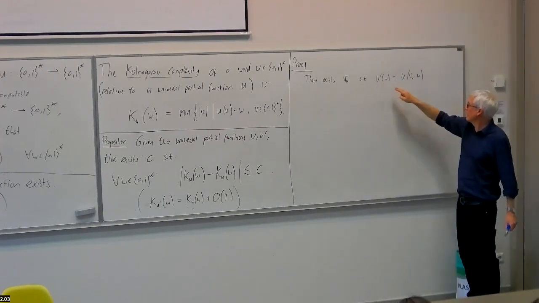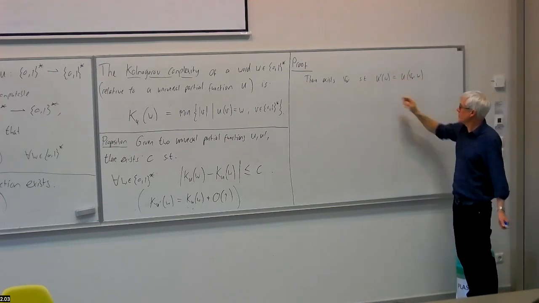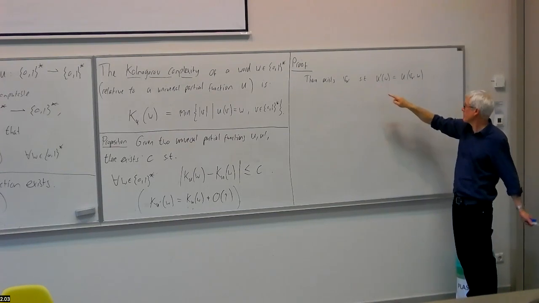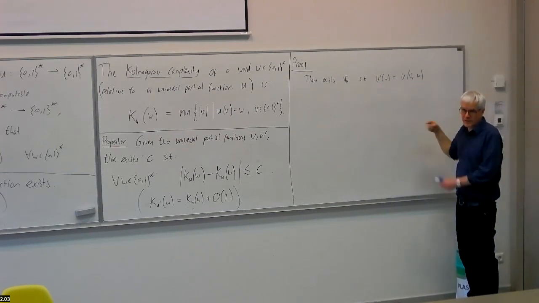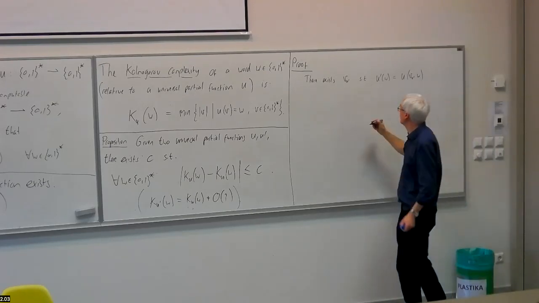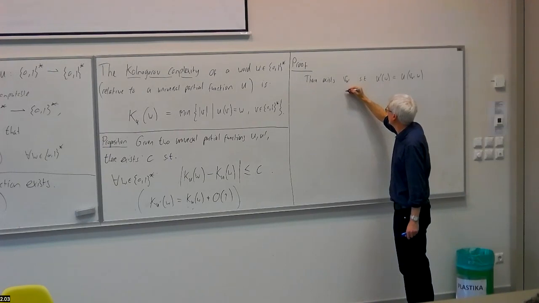u prime is a computable function, and u is universal, so the universal computable function computes u prime as one of the functions it computes, as long as we give it the appropriate seed. And for the symmetric reason, u is also a universal function. So u prime is also a universal function.